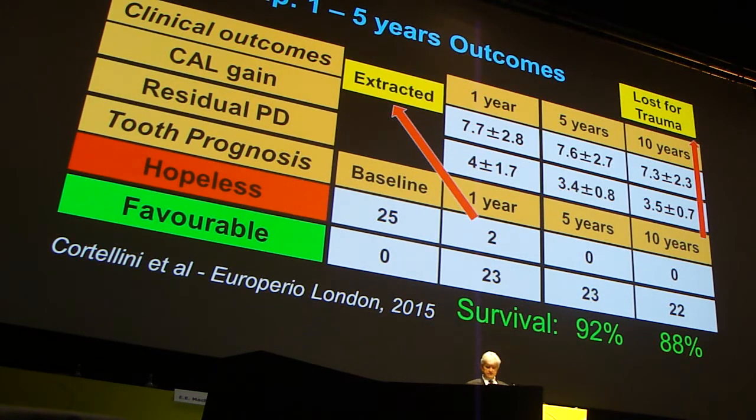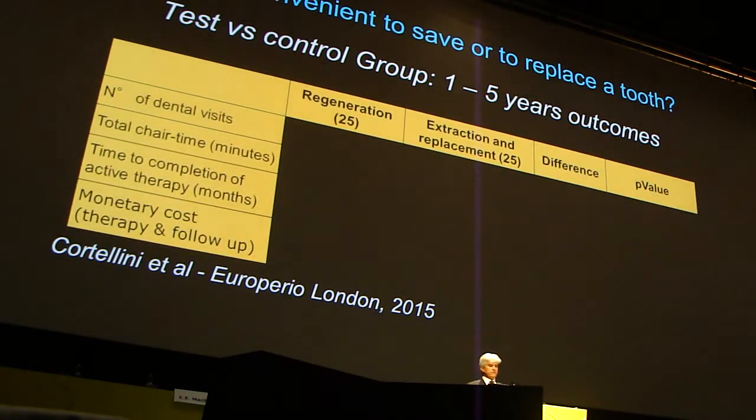So think upon that. And let us have a look at what is more convenient, because this is what we have been looking for. Here you have the comparison between the two groups: the group in which we saved teeth with regeneration and the group where we extracted and replaced the teeth. And we are talking about the number of dental visits, chair time, the time to complete therapy for each of the procedures, and also monetary cost.